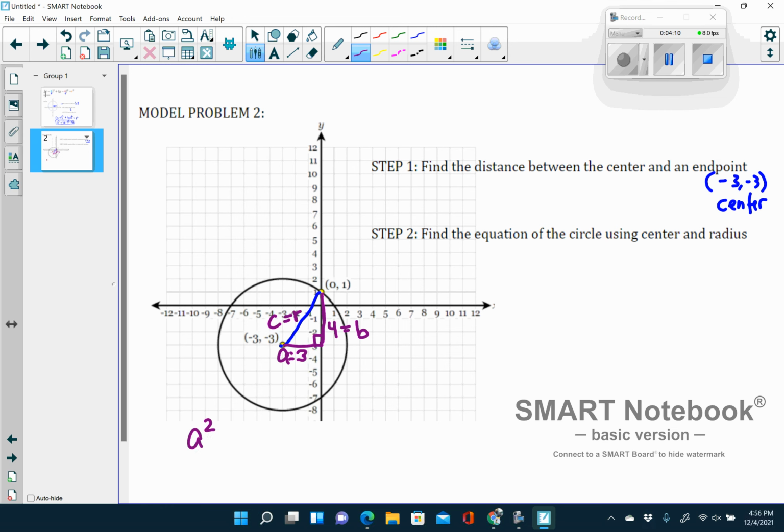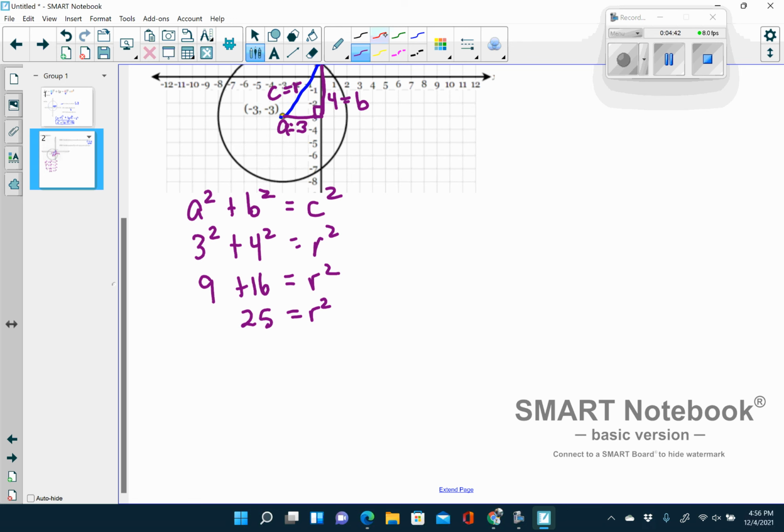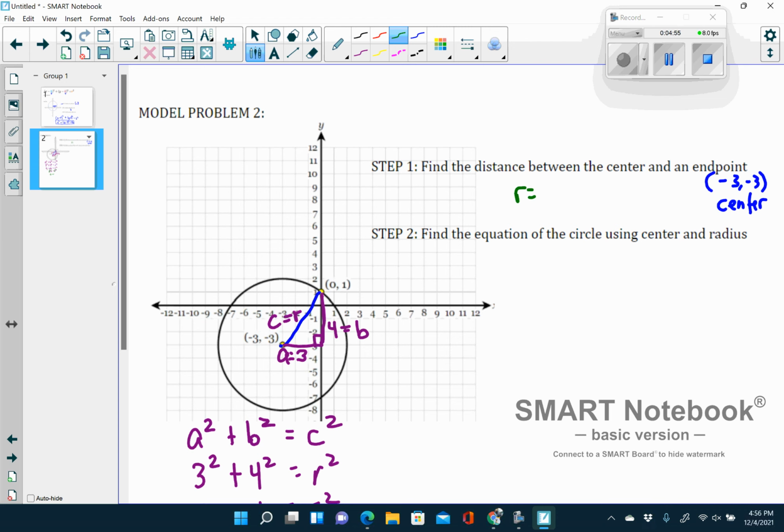The Pythagorean theorem says A squared plus B squared is equal to C squared. So I'm going to plug numbers in. A is 3, so 3 squared plus B is 4, 4 squared, equals C, which is R, so R squared. 3 squared is equal to 9. 4 squared is equal to 16. 9 plus 16 is 25, so 25 equals R squared. To figure out what R is, I take the square root. The square root of 25 is 5, so R is equal to 5 because 5 times 5 is 25. That's how you know. So I just figured out that the radius is equal to 5.